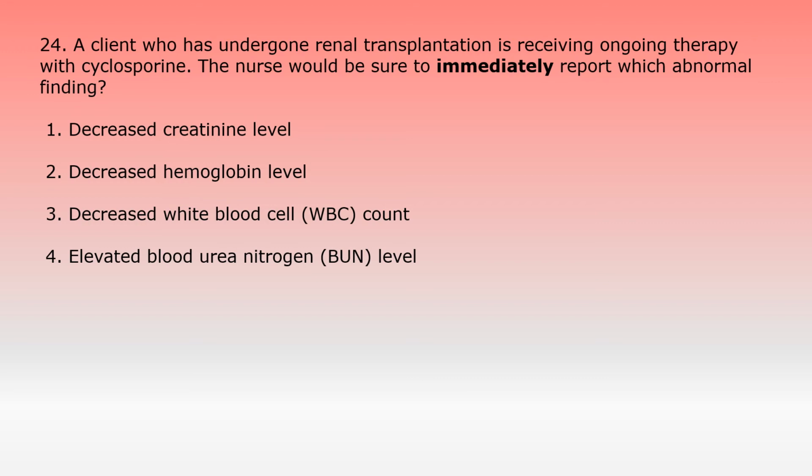A client who has undergone renal transplantation is receiving ongoing therapy with cyclosporine. The nurse would be sure to immediately report which abnormal finding: 1. Decreased creatinine level. 2. Decreased hemoglobin level. 3. Decreased white blood cell (WBC) count. 4. Elevated blood urea nitrogen level.